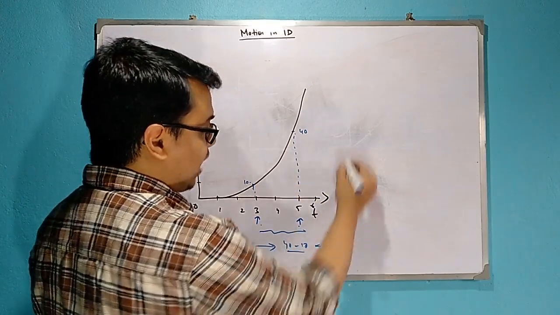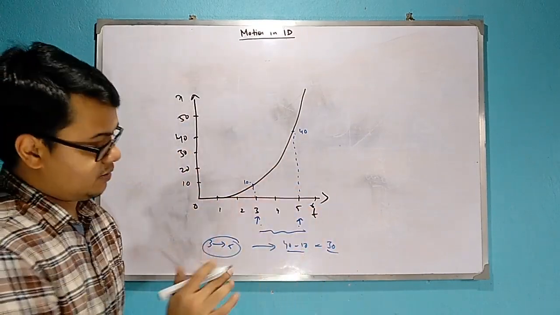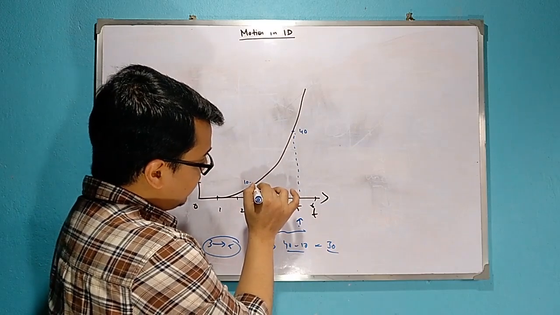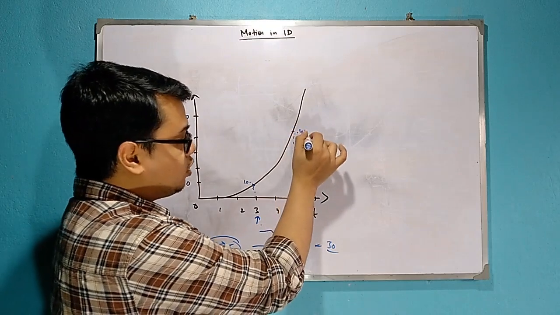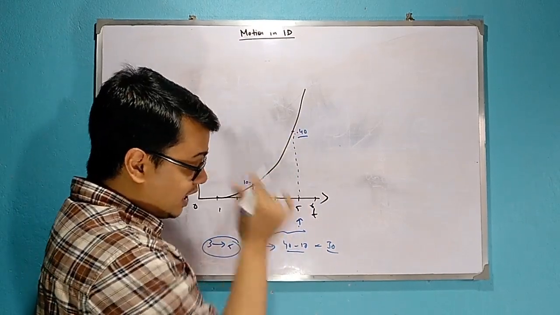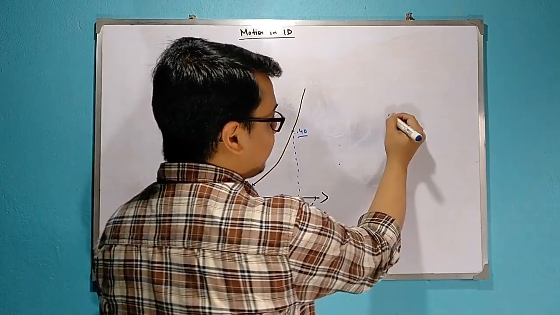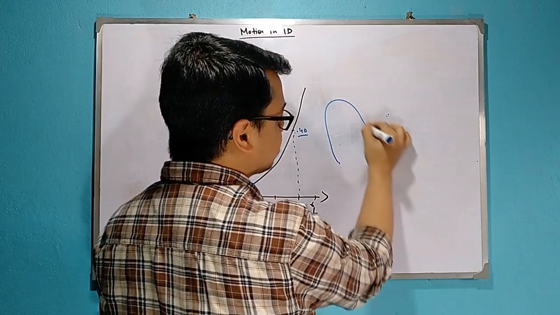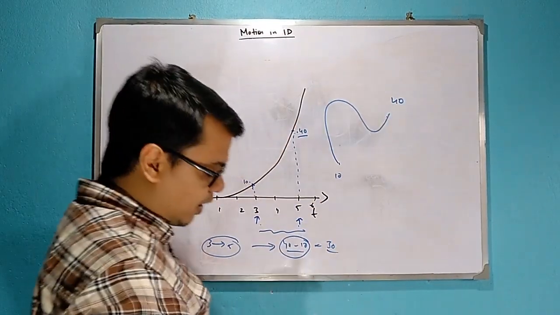Suppose we want the average velocity. What is the distance covered? Here it was at 10, finally it was at 40. So between 10 and 40, if I consider 40 minus 10, I can go from 10 to 40 in this way, and suppose I can go from 10 to 40 in this way also.